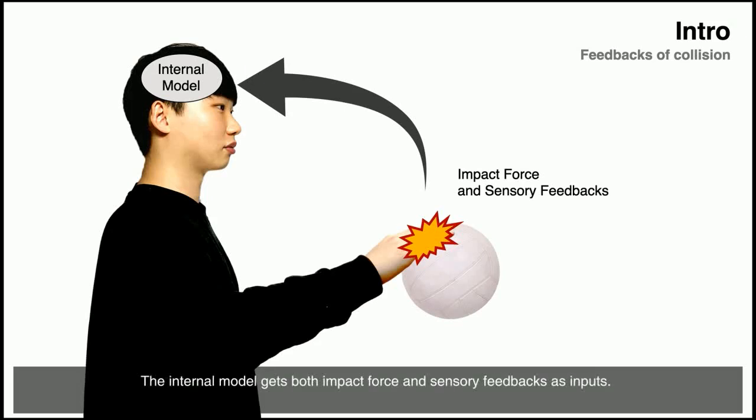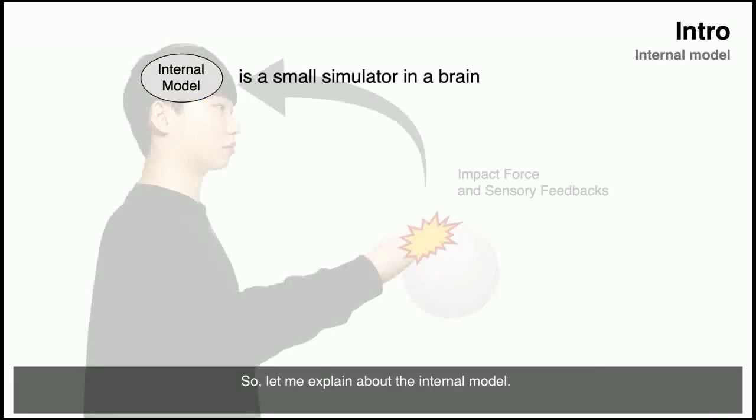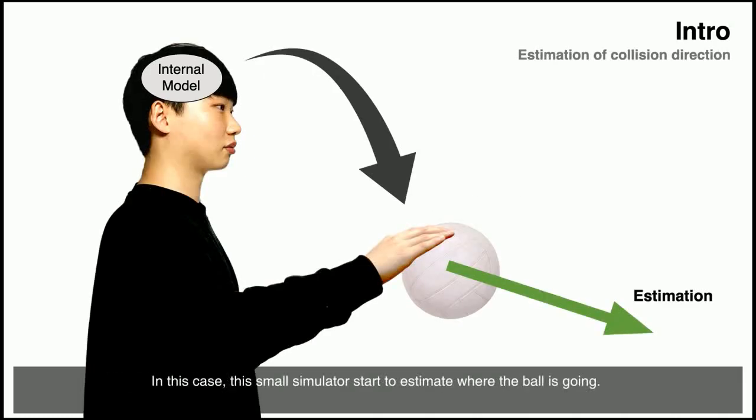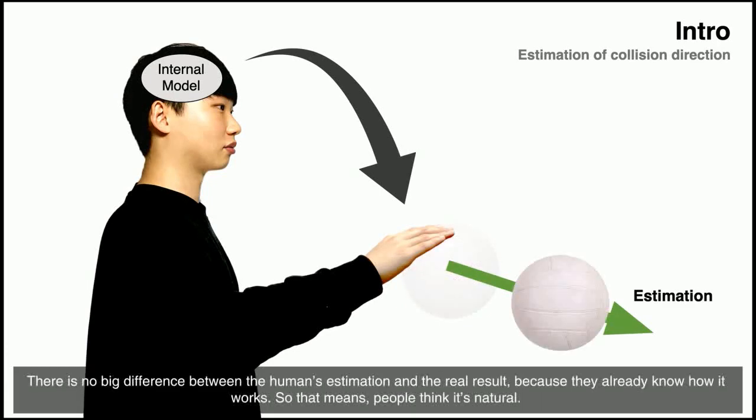The internal model gets both impact force and sensory feedbacks as input. So, let me explain about the internal model. Easily speaking, the internal model is a kind of small simulator in the human's brain. The role of this model is estimating something from inputs that have some information. In this case, this small simulator starts to estimate where the ball is going. There is no big difference between the human's estimation and the real result because they already know how it works. So that means people think it's natural.